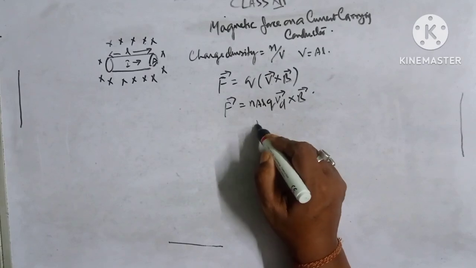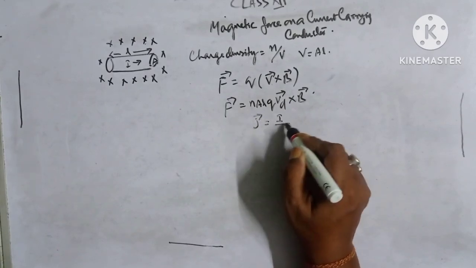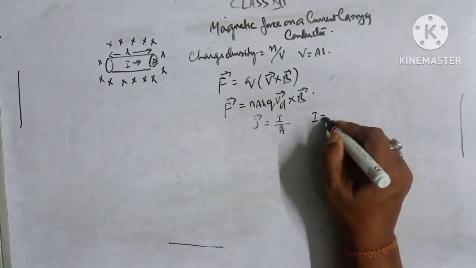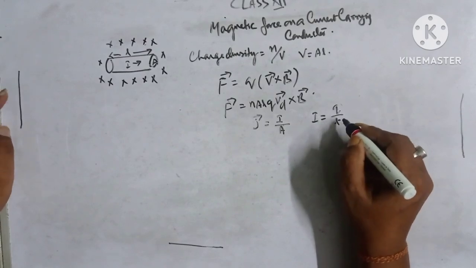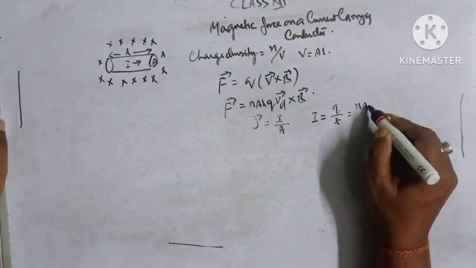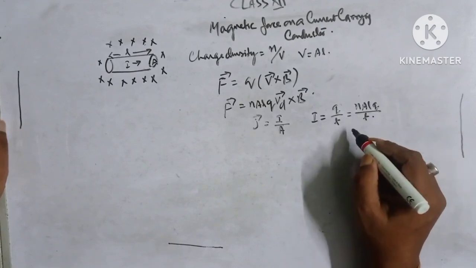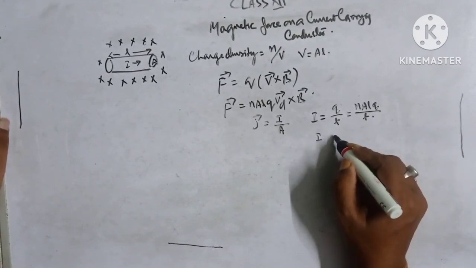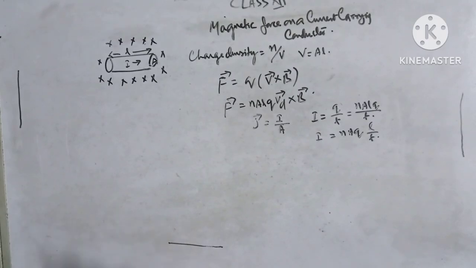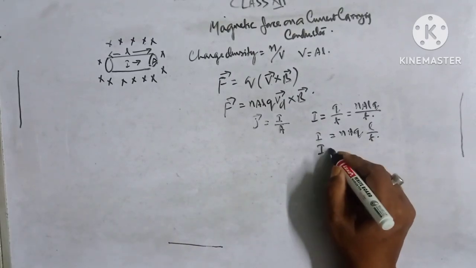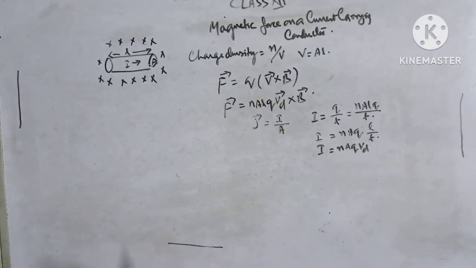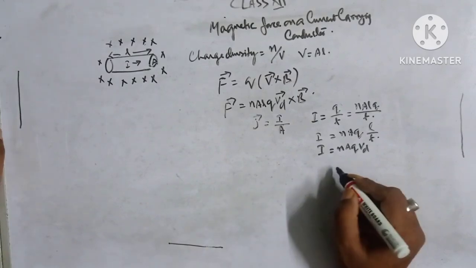You know that current density is equal to I by A. Another thing, you know that I is equal to Q by t. So here Q, the number of charges, is nALq by t. So I is equal to nAq L by t. L by t is velocity, the drift velocity. So I is equal to nAq Vd.